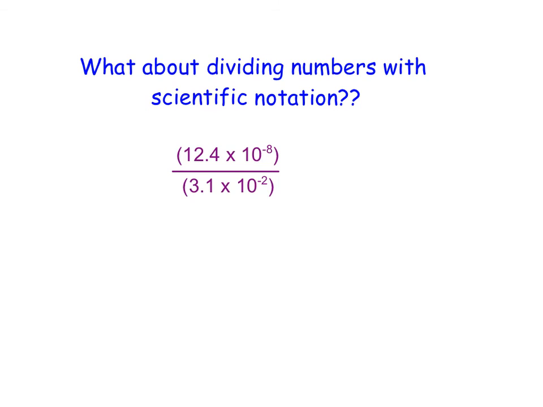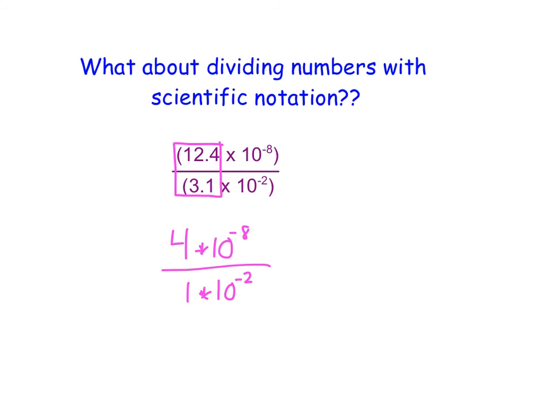So dividing is going to work just as you would expect it to. We start by just dividing out those numbers. So here we can see we have 12.4 divided by 3.1. If I do that, I end up with 4 over 1, and then I have 10 to the power of negative 8 in my numerator and 10 to the power of negative 2 in my denominator.